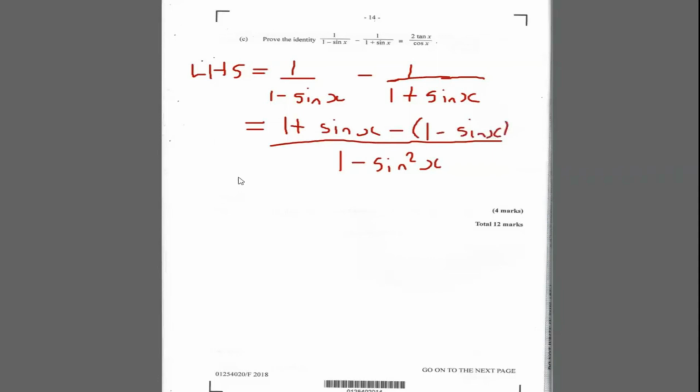So now when we work this out, this is equivalent to 1 minus 1 is gone, sine x minus minus sine x, minus and minus here is plus, so this becomes 2 sine x over 1 minus sine square, which is cos. 1 minus sine square is cos square.